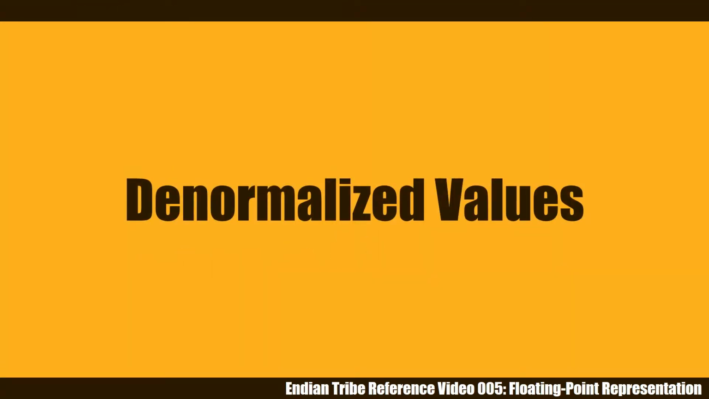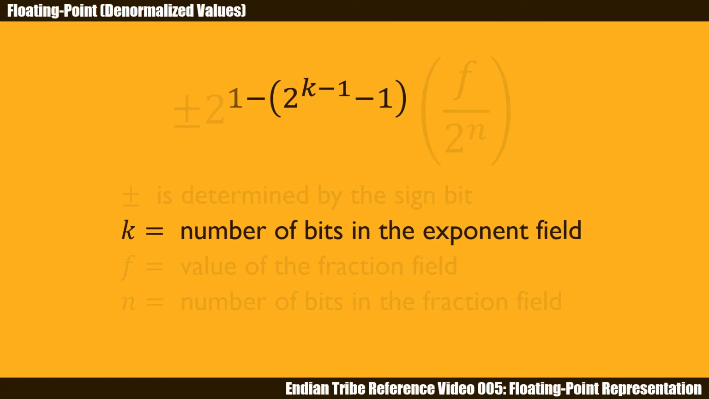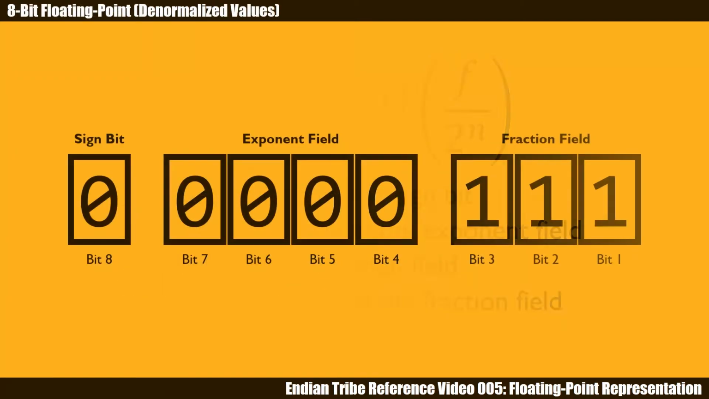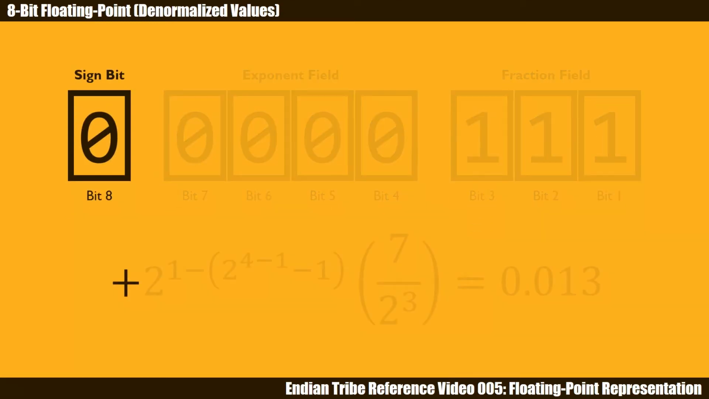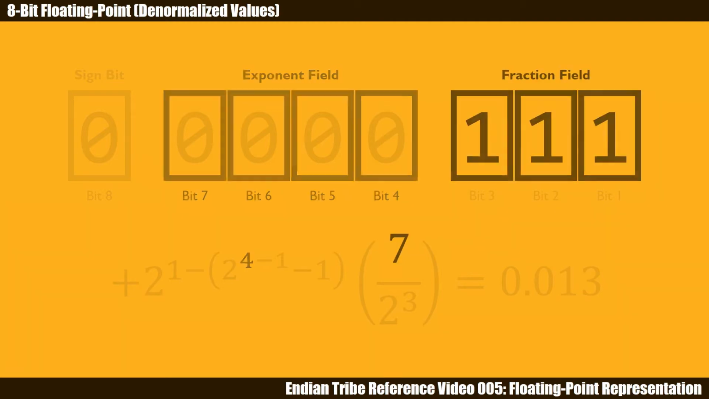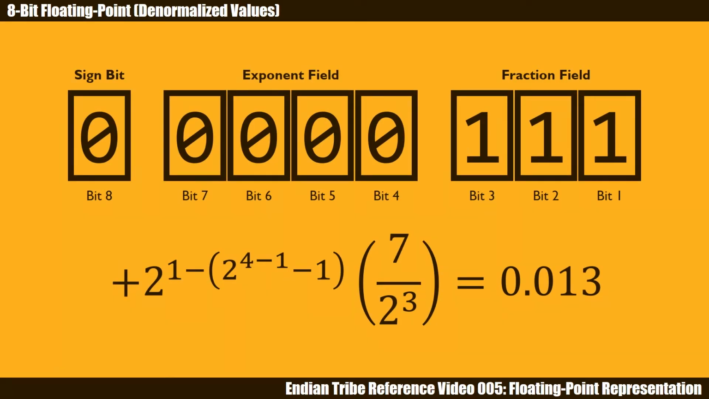If the number is 0 or very close to 0, then it is a denormalized value. In this case, encoding uses this formula. Similar to normalized values, this is the exponent bias. This whole thing is the exponent, and this is the significand. Suppose we're given this floating point number and we need to compute the decimal value. The sign bit is 0, it's a positive number. The exponent field has 4 bits. The value in the fraction field is 7. The fraction field has 3 bits. We find that this represents 7 over 512, which is approximately 0.013.